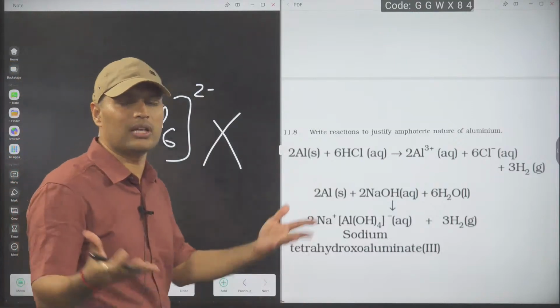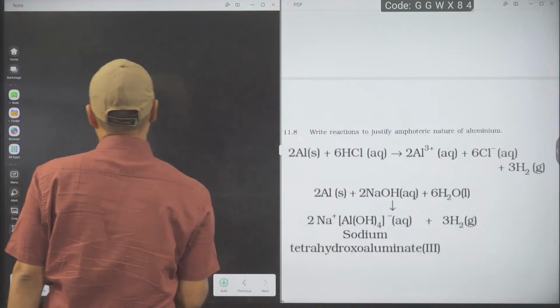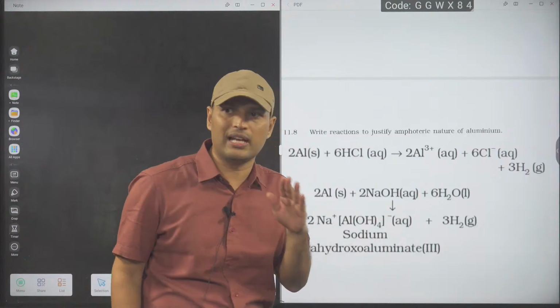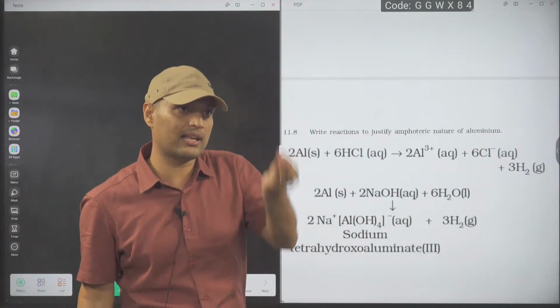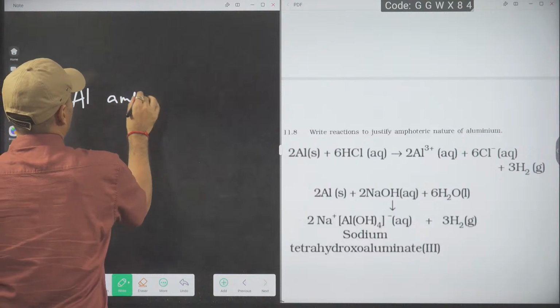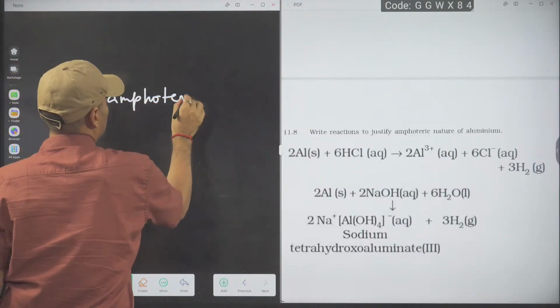Second period, more than 4 bonds not possible. Aajao. Very important example again. This came in your phase paper. Do you remember? Everyone knows that aluminium is amphoteric.